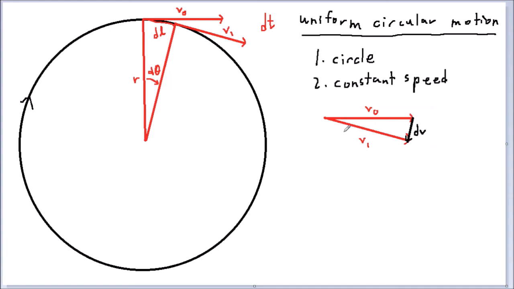What else do we notice about this triangle? Well, this angle here should be d theta. You can kind of see why it should be the same as this angle over here. So this is going to be d theta.